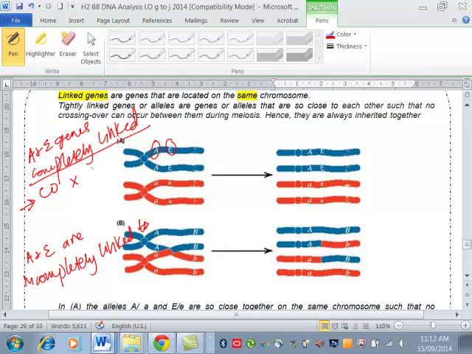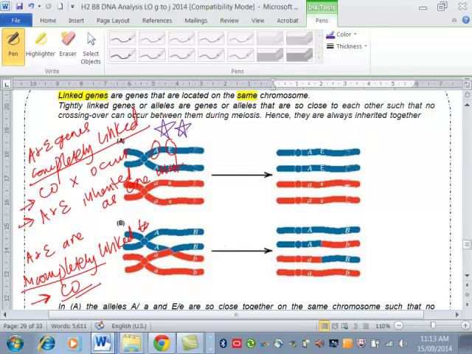Crossing over cannot occur. Then what else did I say? Therefore, A and E are always inherited as one unit. Inherited as one unit. Okay? And if they are incompletely linked, that means what can occur? Crossing over can occur. But I also told you that in order to detect the disease, which of these must the RFLP be? Completely linked or incompletely linked? Completely linked. So here, in order to detect disease, the RFLP must be completely linked.